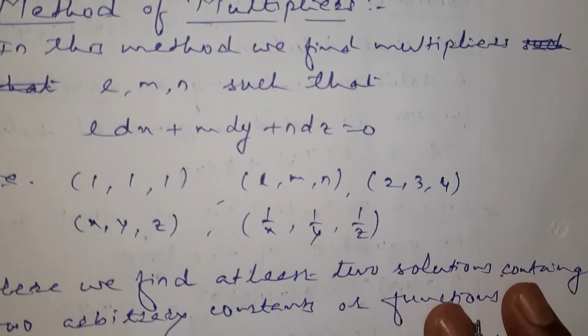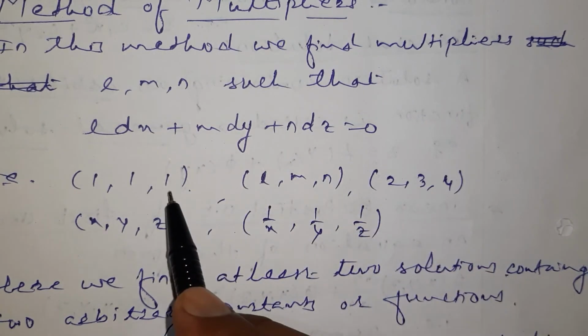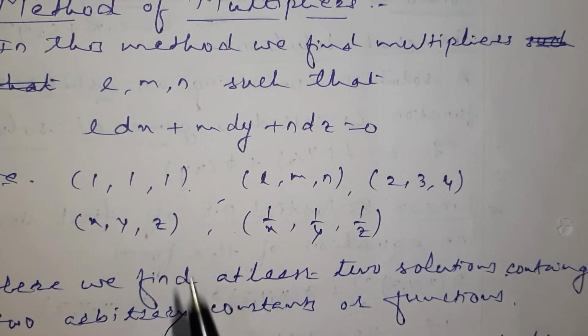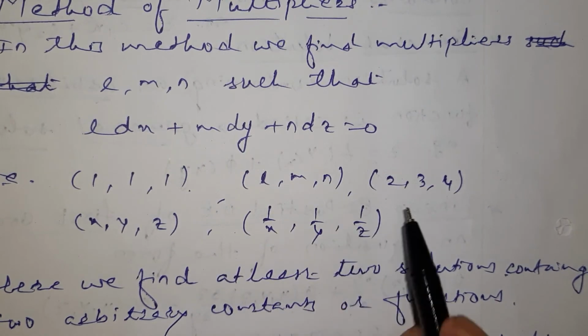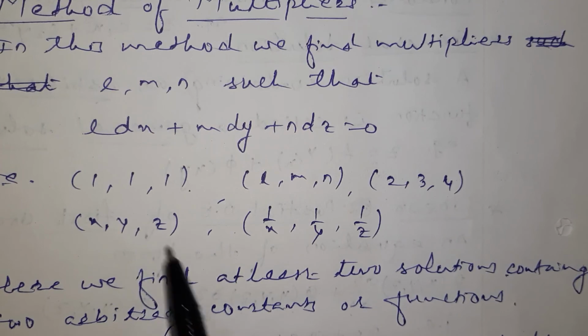Some of the multipliers I put in front of you. 1 1 1 we may use. Keep this one in your mind because it will help you to solve a problem. Then l, m, n we may use. Then 2 3 4, then 1 2 3 like that. x y z, 1 upon x, 1 upon y, 1 upon z, right?